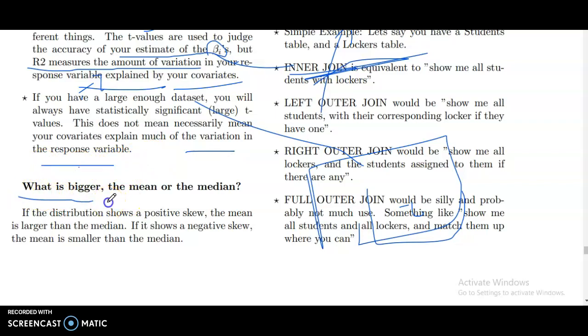What is bigger, the mean or the median? If the distribution shows positive skew, the mean is larger than the median. If it shows negative skew, the mean is smaller than the median.